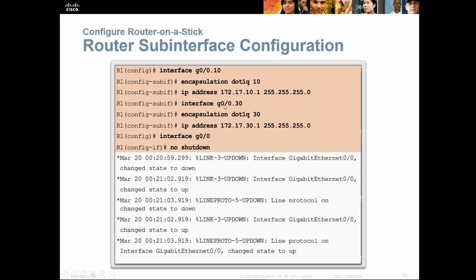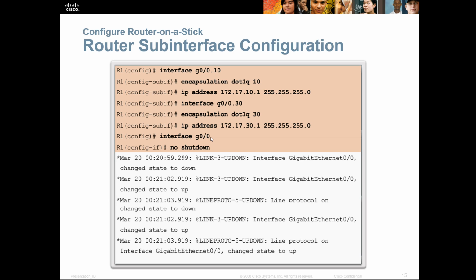Interface G0/0.30. Do the encapsulation dot1q. What VLAN is it? It's VLAN 30. Assign an IP address, no shutdown. At the very end, make sure to turn on the parent interface. You notice they're all part of G0/0. Make sure G0/0 is turned on, so do a no shutdown there. That's it. Sub-interfaces configured, inter-VLAN connections, good to go.